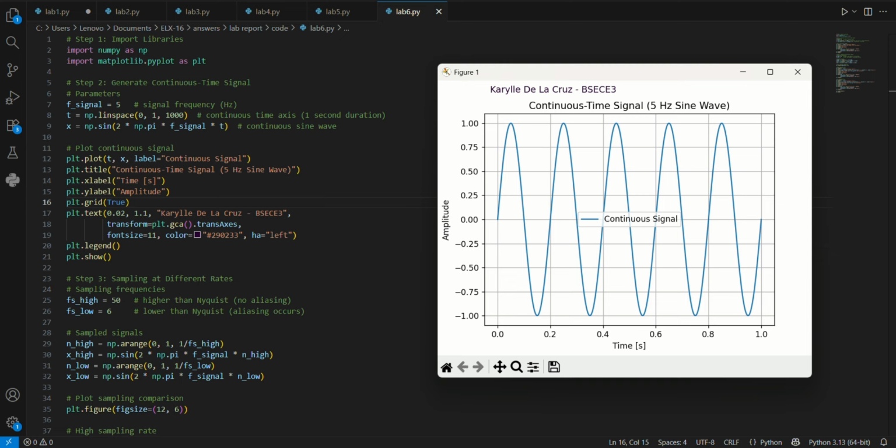That's a lot of samples, so the curve looks smooth, just like a real continuous signal. When we plot it, we see a clean, smooth sine wave. Remember, this is the original signal we want to sample.